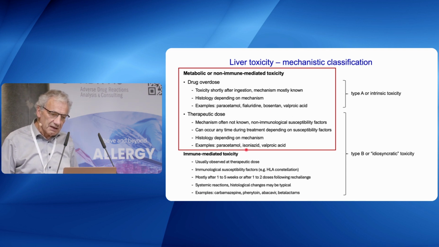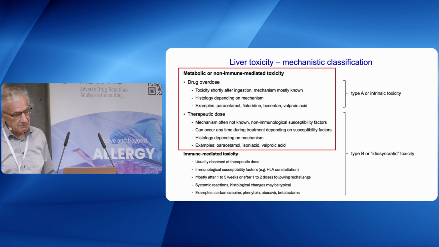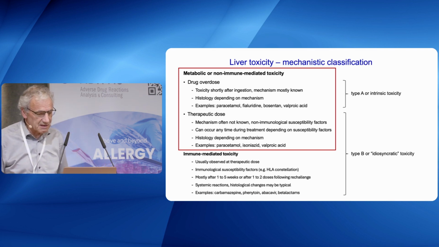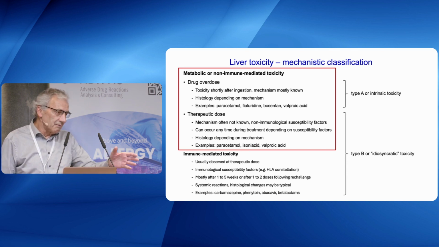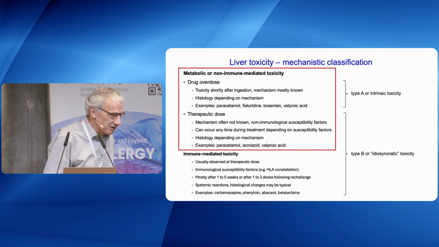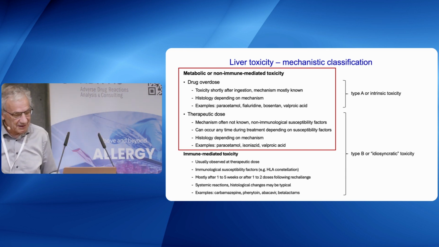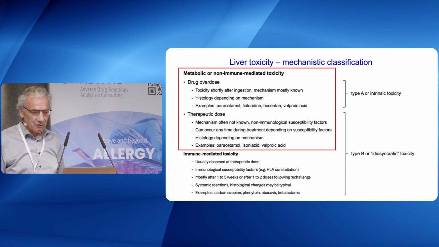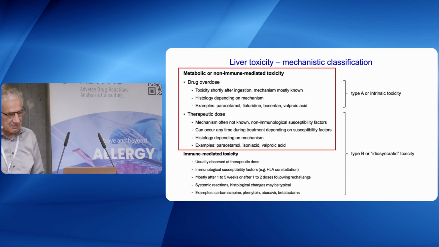The histology is depending on the mechanism, so we should know the mechanisms. I said usually we don't know them, but we have learned a lot in the last time about the mechanisms. And you see the examples, again, paracetamol, I have to explain that afterwards. Isoniazid for me. I know that Werner would say this is immunological. I say this is probably not immunological. And we have valproic acid. I have valproic acid also here, because valproic acid is a very complicated toxicant to the liver. I'm going to explain that later.